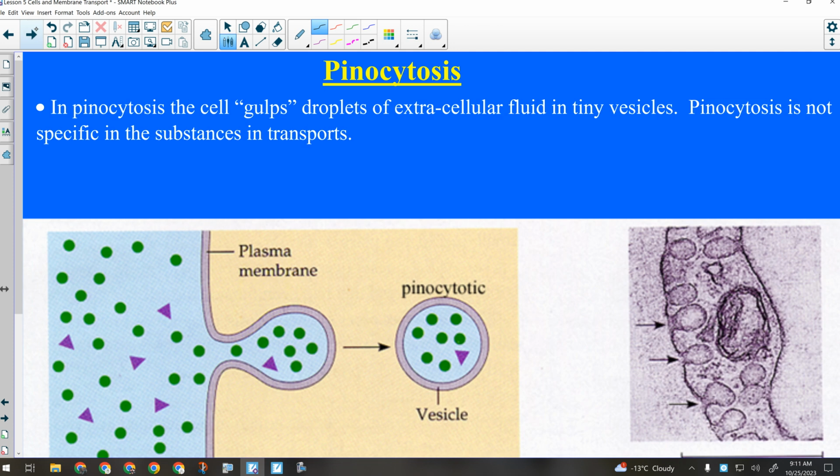For pinocytosis, that's taking in the interstitial fluid, or intercellular fluid, and this is actually an electron microscope picture of what that looks like. Each one of these is one of those pinocytic vesicles being formed.